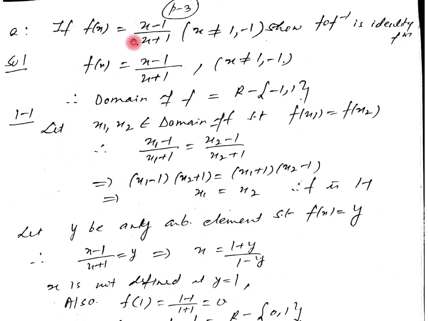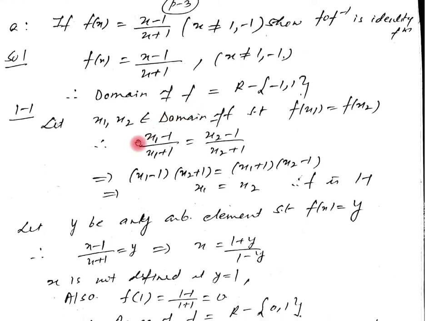The function is given to be this, x is not equal to 1 or minus 1. It is given in the question. Show that f of f inverse is the identity function. It means we have to find out f inverse first in this question. Now here the domain of f is given, because x is not equal to 1 or minus 1. Otherwise it can be defined for every real number. So the domain of the function is R minus {1, -1}. This is the domain of the function.